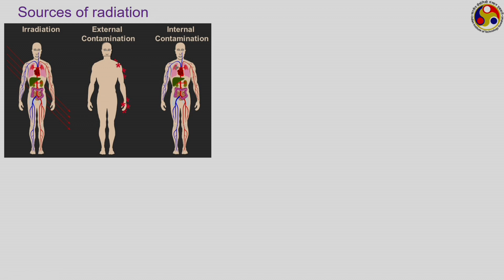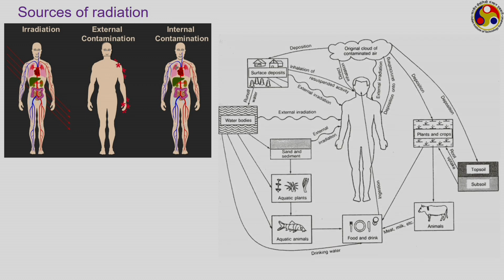What are the sources of radiation we are exposed to, apart from nuclear work? We get it from the irradiation coming from the sun, and external or internal contamination coming through some of the foods that we are taking. See, this is a more common source. Suppose you have a water body and you have a surface deposit where certain radioactive material is stored. The water running off from there goes to the water body and can lead to contamination or an increase in the nuclear activity level of this water body.